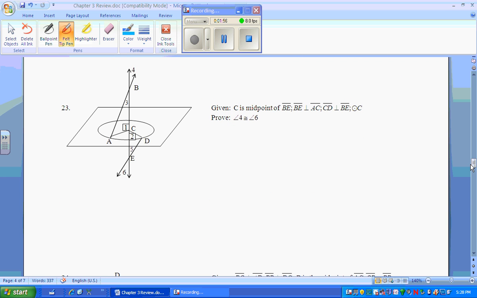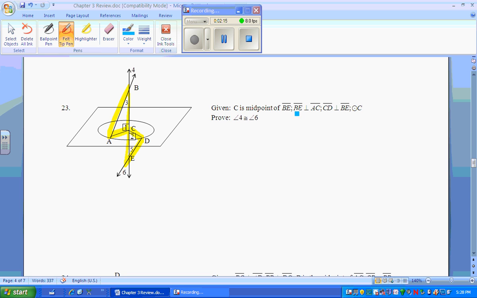Moving on, question 23. This is a three-dimensional picture with a circle on it. This is a line going through it. There's a triangle up here. Let me highlight it. There's a triangle up here on top of the page. And there's a triangle down here on the bottom of the page is what we're looking at.